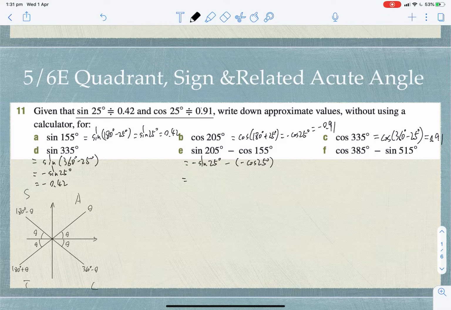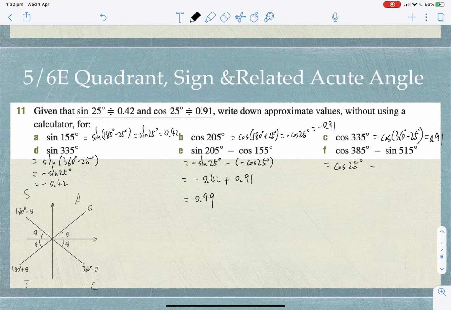Okay, so we just do substitution. Negative 0.42 minus negative 0.91 is plus 0.91. So if you calculate that, 0.49. Okay, last one. This is bigger than 360. Anything that's bigger than 360, we minus 360 first and see what we get. So it happens to be cos 25 degrees. First quadrant, doesn't really matter that much.